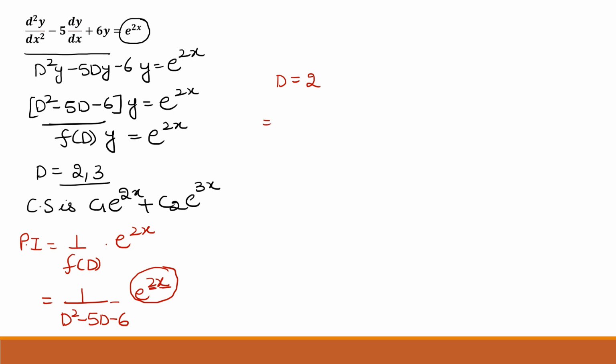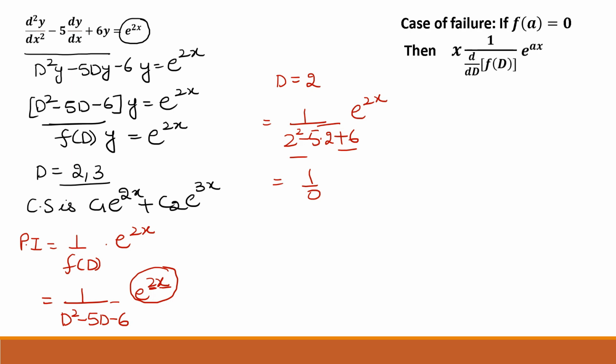So we have to put D is equals to 2. If I put 2 here, what we will get? 2 square minus 5 into 2 minus 6. So 10 minus 10. So we are getting 1 over 0, right? So this is called a case of failure. So this is our case of failure.